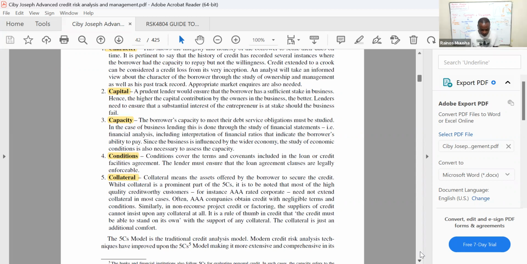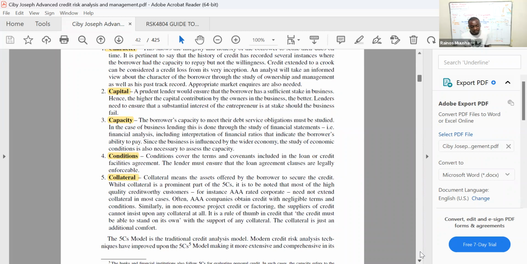So it is a rule of thumb in credit that the credit must be able to stand on its own without the support of any collateral. So the collateral is just an additional comfort.